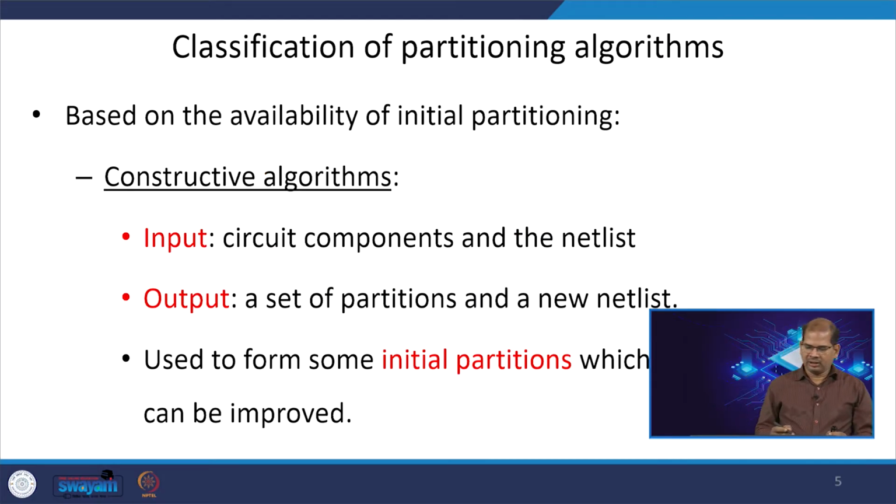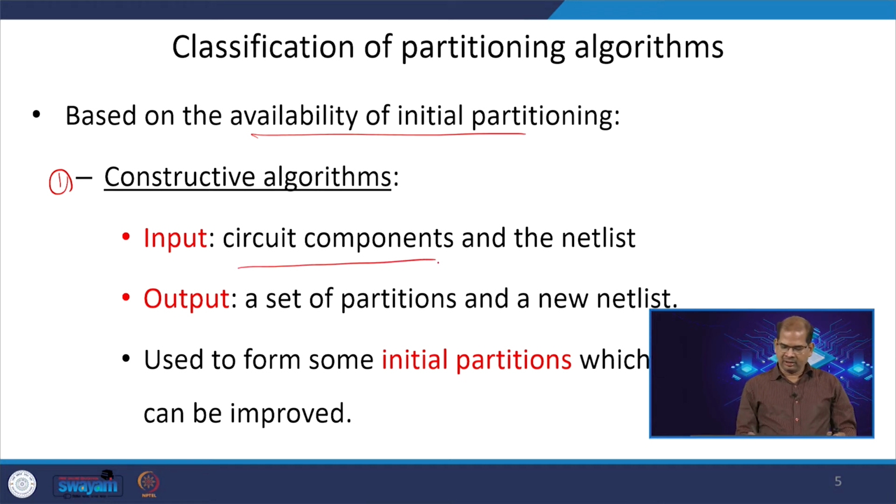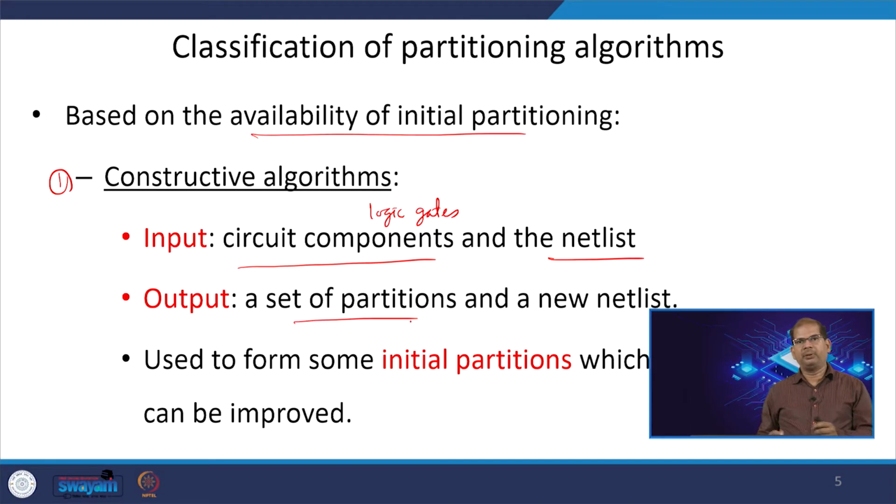Based on the availability of the initial partition, we have a few algorithms, and the constructive algorithm is one of them. The first one is the constructive algorithm. What is the input to this constructive algorithm? The circuit components or logic gates are the inputs, and the netlist, the connection between them, is input, and the output is a set of partitions. A set of partitions means P 1, P 2, P 3 and so on, and a new netlist. What is the new netlist?